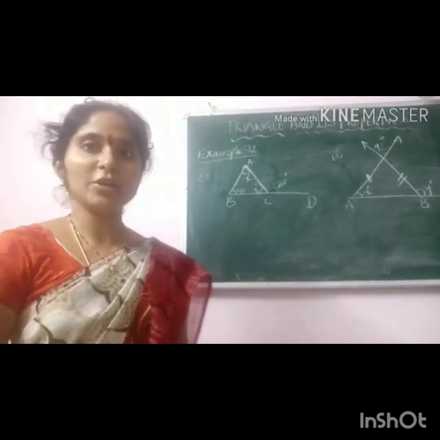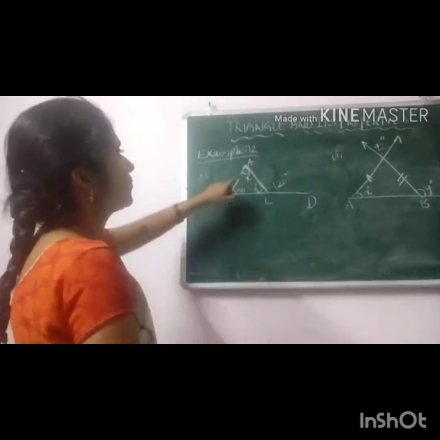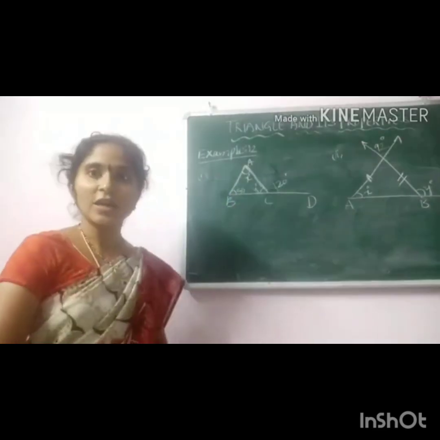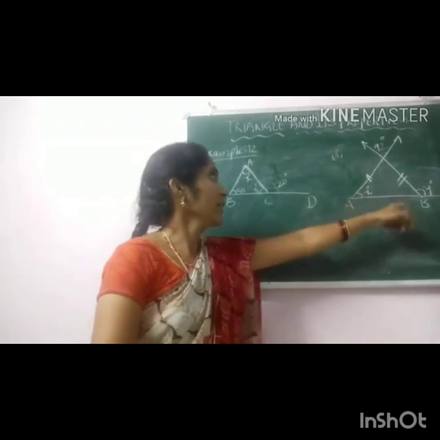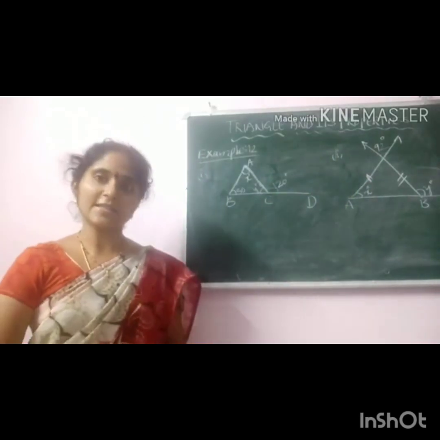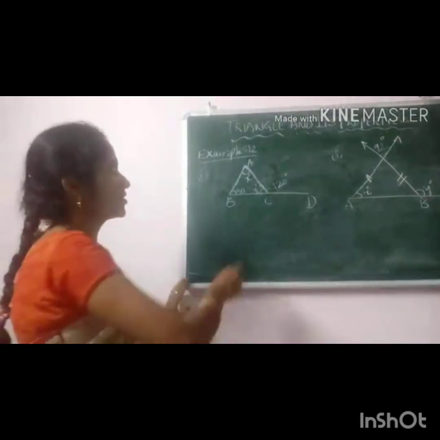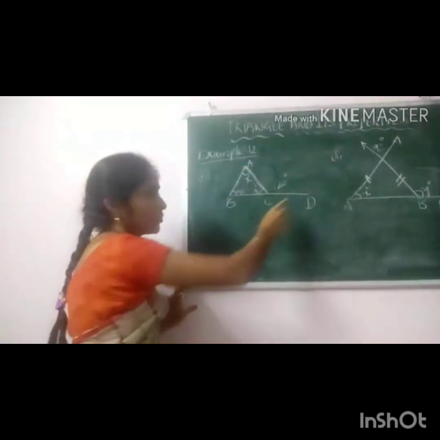Children, coming to the next example, example 12. We should find the values of x and y in the first question, and we have to find the values of x and y in the second question. Here they gave two questions in this example 12. Observe the first question here. Triangle ABC is given, and BC is extended up to D.